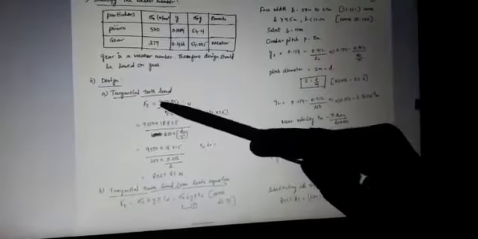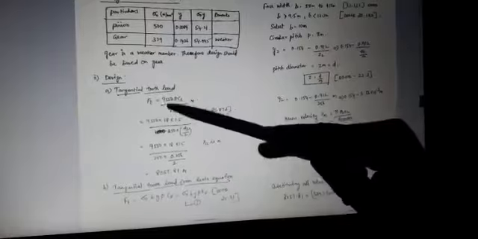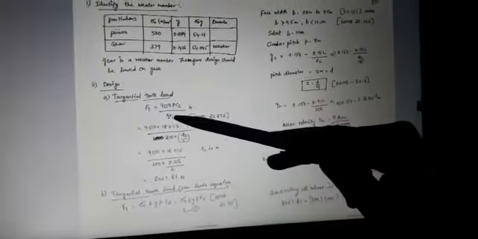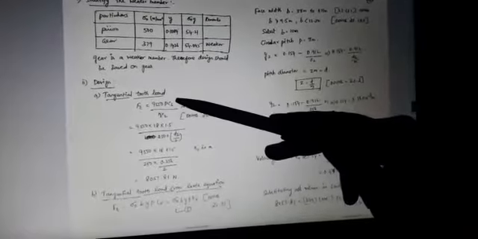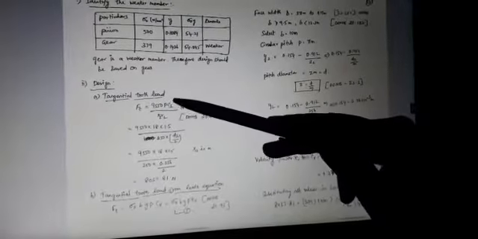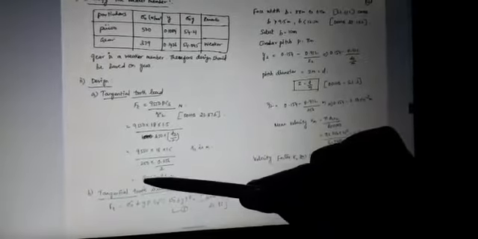What is my N2? N2 is the speed of the gear. R2 is the radius of the gear. P is the power, C is the service factor. The service factor we also found as 1.5. So put all the values in this formula and you find the tangential tooth load. The value is 8057.81 Newton.